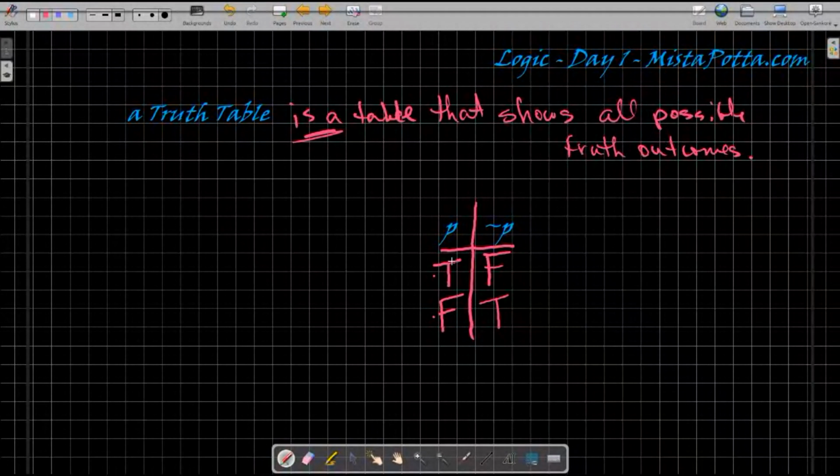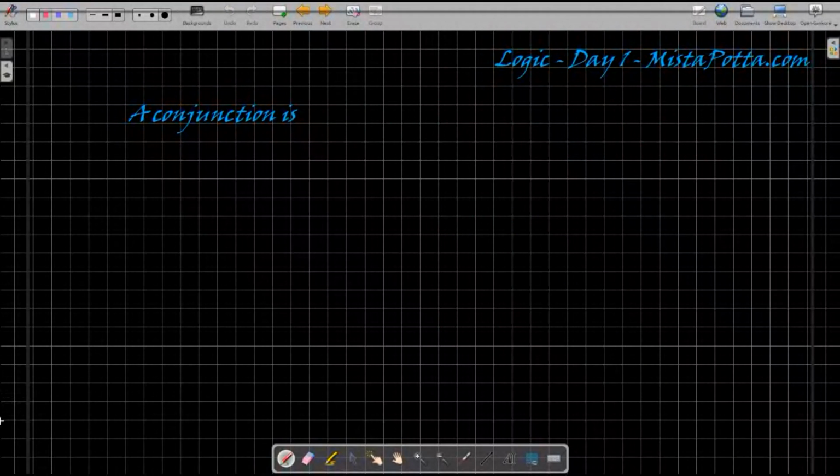So this truth table is a table, and it's showing all the possible truth outcomes. P is either true or false. And if P is true, then negation P has to have the opposite truth value, so it must be false. If P is false, then negation P must have the opposite truth value, so it has to be true. So we're going to be talking about truth tables extensively in this course. We'll be talking about using truth tables to determine when a statement is true or when a statement is false.